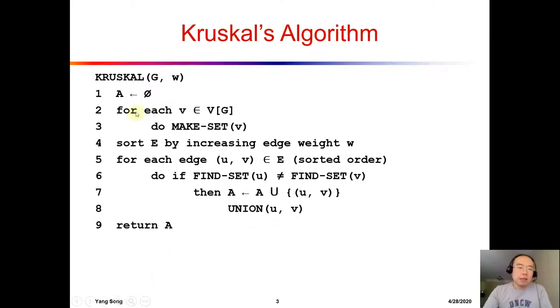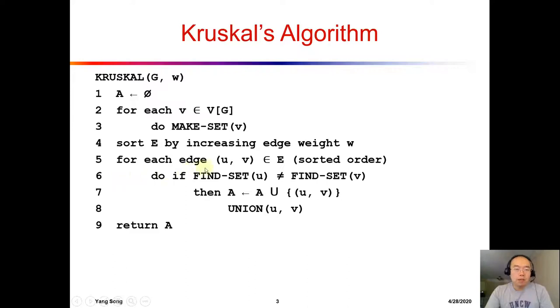At the very beginning, we set A to be an empty set. This phi means an empty set. Then for each of the vertices, I make a set for them. So if we have V vertices, I'm going to make a total of V sets. And then we want to sort all of the edges based on their weight.